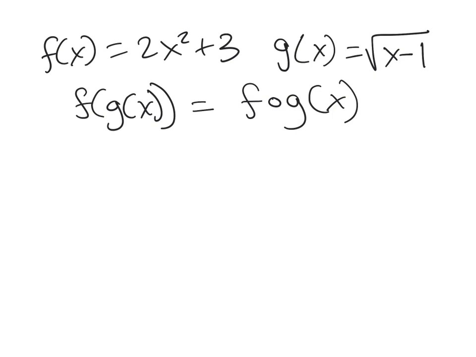If you're going to multiply, it would have a solid dot, or they'd be right next to each other. When it has an open dot, that is composition.